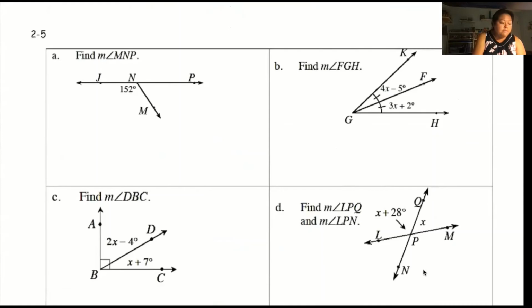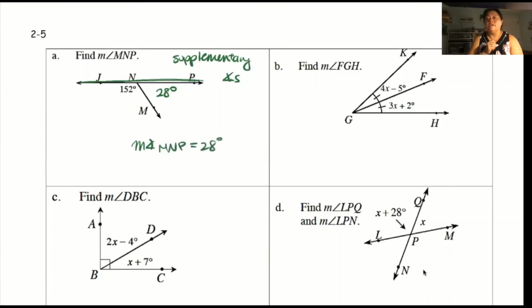Make sure you solve for the variable, but also remind yourself what you did to solve it. If I look at this, I see a straight line, so that means they add up to 180. I know one of them is 152, so the other one must be 28 degrees because that adds up to 180. So what did I do? I used supplementary angles. And then I just need to write my answer. Measure of angle MNP is 28 degrees. And make sure I answer the question.